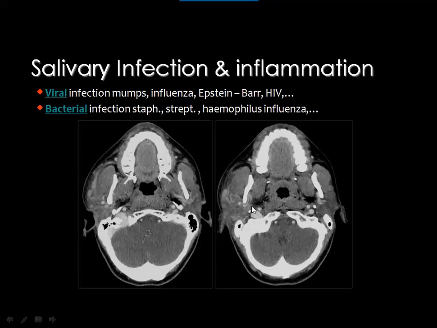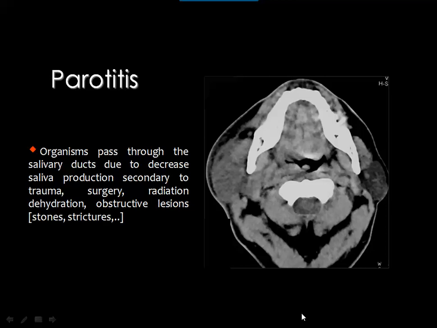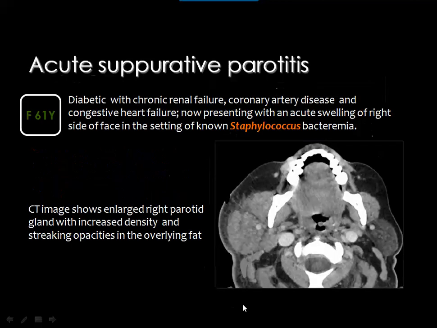Then this is the right parotid gland, which is enlarged. It is heterogeneously enhanced, and very importantly, see that the fat plane in the subcutaneous region adjacent to the gland is congested or stranded or dirty. This is the normal left parotid gland, and this is the parotid gland which is inflamed. The gland is enlarged, it is enhancing, and you see that the fat planes are stranded.